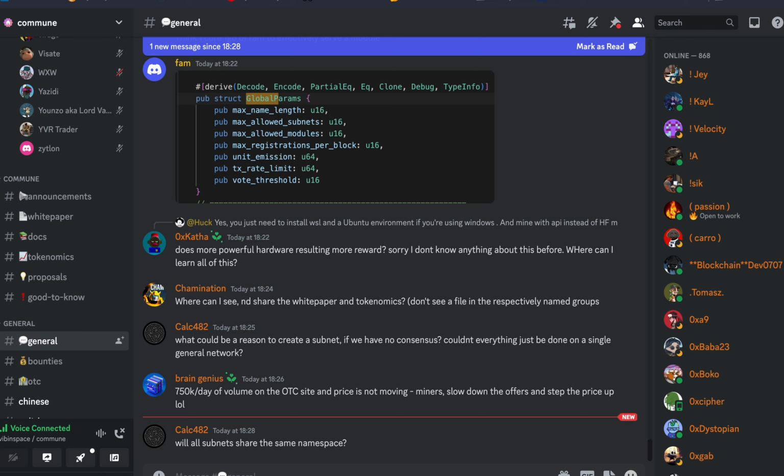No, each subnet has its own namespace. In fact, there is no such thing technically as a root subnet in Commune. All these subnets are equal. That's actually a big differentiator from BitTensor and their voting system, which is still pretty permissioned because the root subnet basically permissions a lot of the changes, and only certain people can propose stuff.